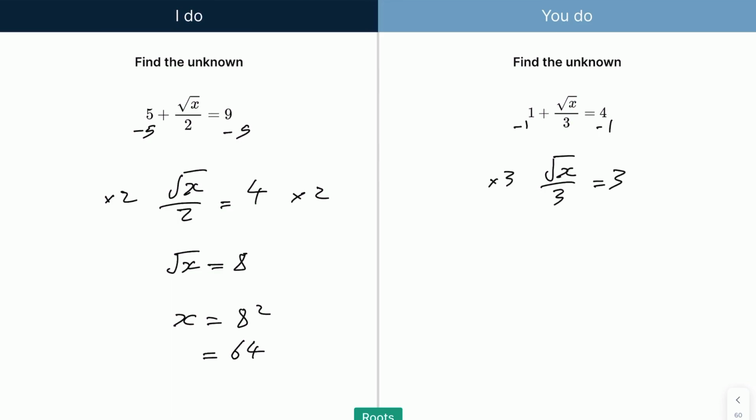And on this side, we can get rid of the 1 to make our life as easy as possible. We can times each side by 3. And that becomes square root x is equal to 9. And the opposite of square root is square, so that just becomes 9 squared, which is 81.